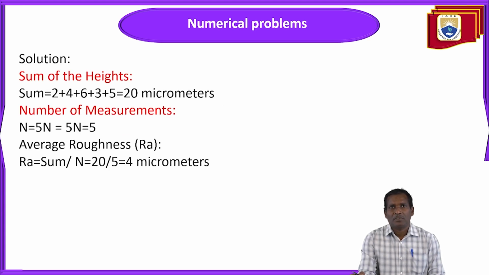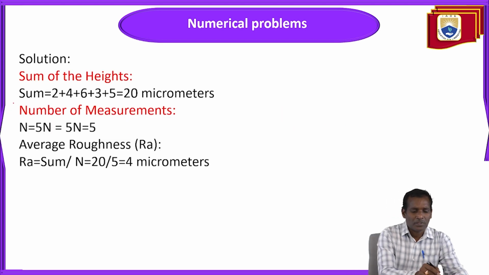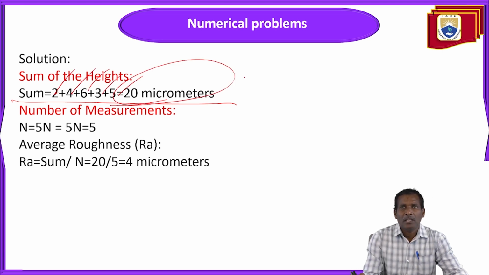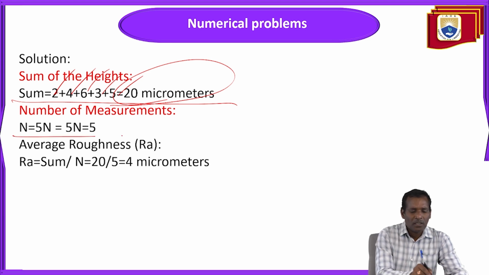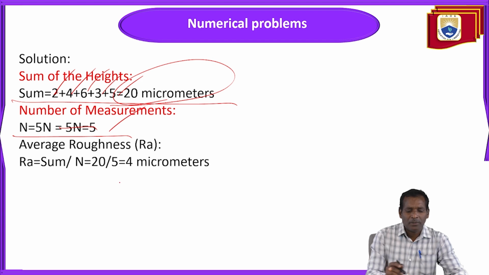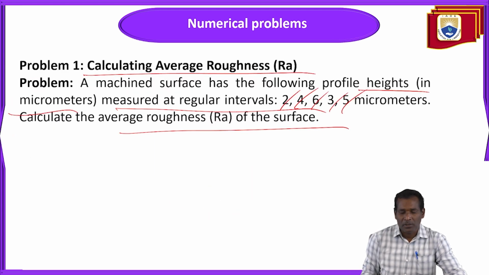So how do you calculate? First, the sum of the heights. The heights are measured at regular intervals, in micrometers. So first you take the sum: 2 plus 4, 6, 3, 5. How much? Total 20 micrometers. The number of measurements is n equal to 5: 1, 2, 3, 4, 5. The average roughness value is the sum divided by 5. So that is 4 micrometers. Like this, we get the average roughness value.